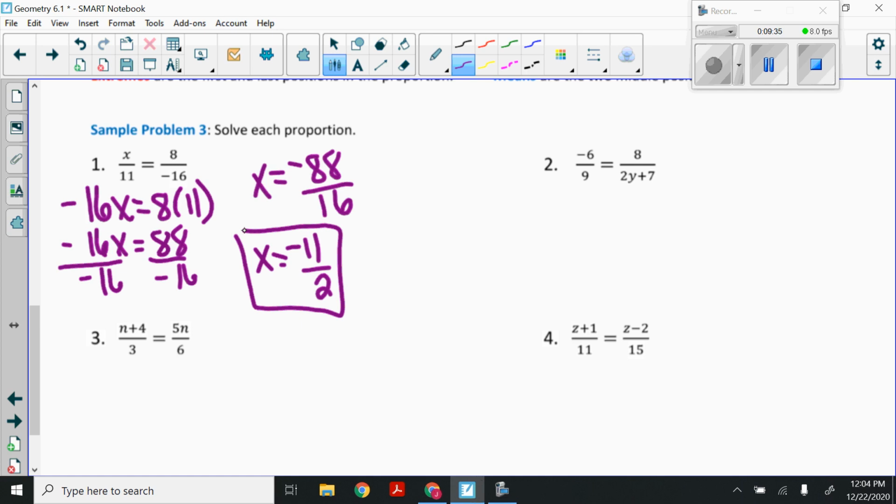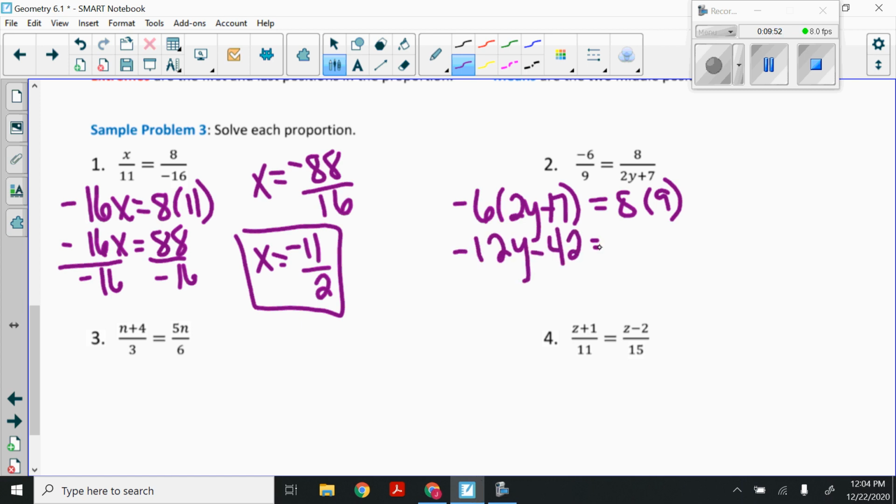Number 2, -6 over 9 equals 8 over 2y plus 7. So -6 times 2y plus 7, that whole thing in parentheses, equals 8 times 9. So here we want to distribute our -6, so we get -12y minus 42 equals 72. We're trying to get y by itself, so we're going to add 42 to both sides, and we get -12y equals 114. Divided by negative 12, so y equals negative 114 divided by 12. But again, we want to go ahead and look at simplifying that.